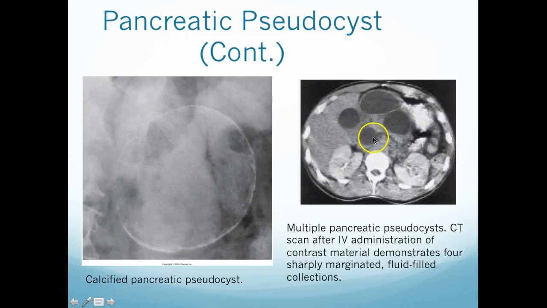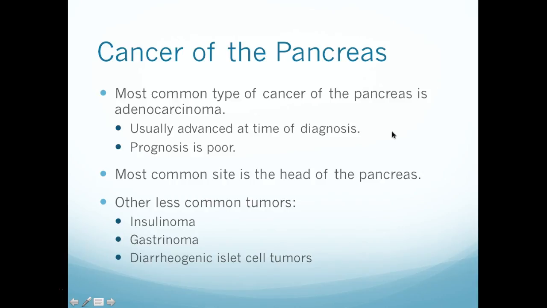Okay, so here's a CT, and you can see the pseudocysts. There's 4 within this pancreas. It's like, ouch, that doesn't look nice. So cancer of the pancreas, oh my gosh. The most common type of cancer of the pancreas is adenocarcinoma, adenocarcinoma, sorry.